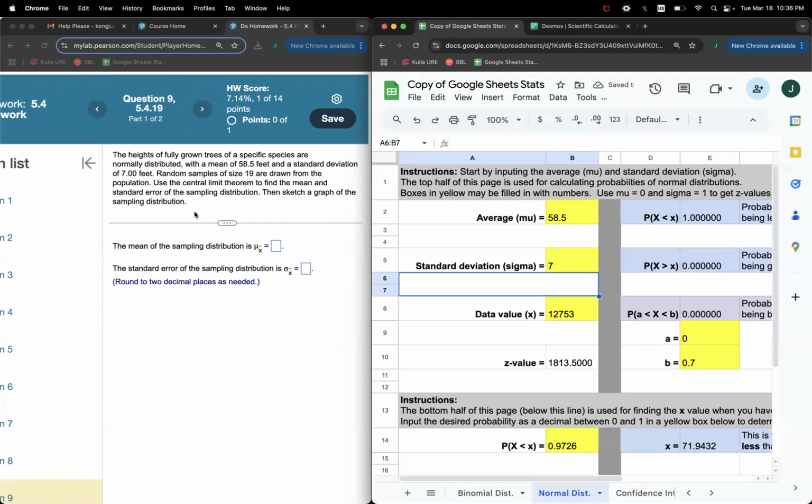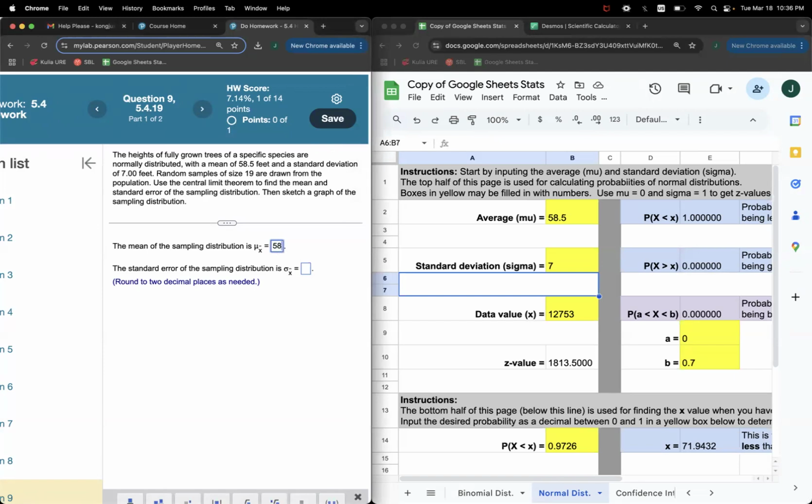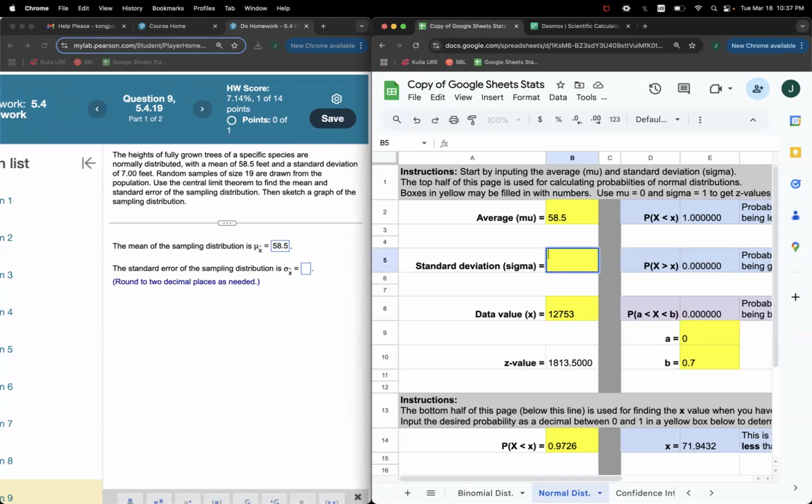Okay, let's answer the question. Random sample size 19. Central limit theorem, find the mean and standard error. First of all, the mean of the sampling distribution remains the same as the original mean. Mean is unchanged. Mu sub x bar is still 58.5. What about the standard error? That's sigma sub x bar. You input sigma equal to 7, divide by the square root of the sample size, which in this case is 19.